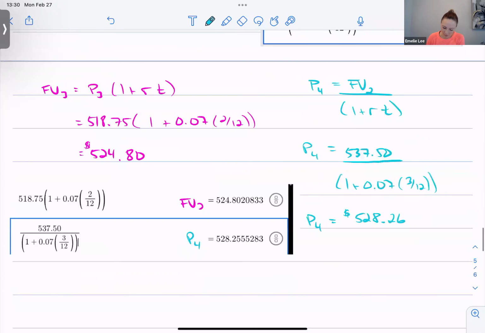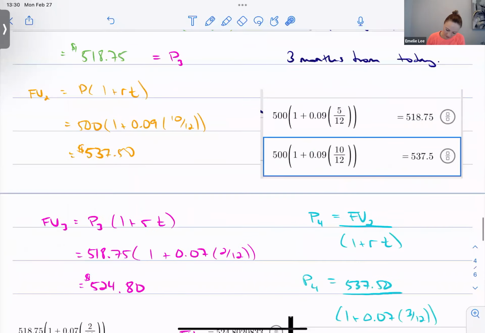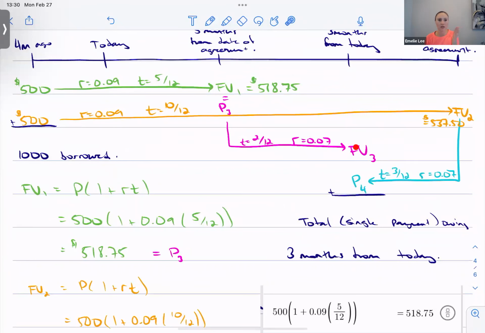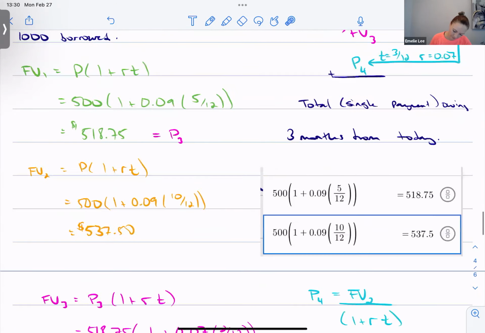Okay, so basically 524, 528. Those payments come together to make the total single payment 3 months from today, right? And so here 524 and 528, I think it was, or reversed, right? But then the total single payment owing 3 months from today is future value 3 plus present value 4.